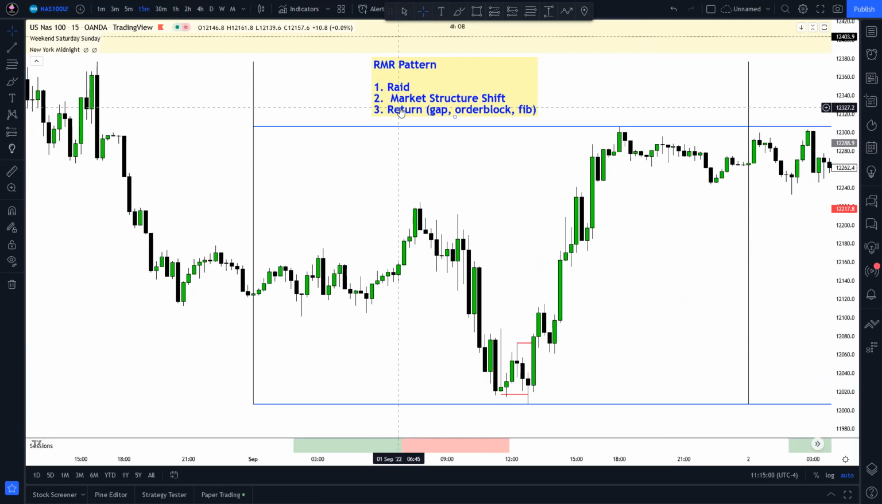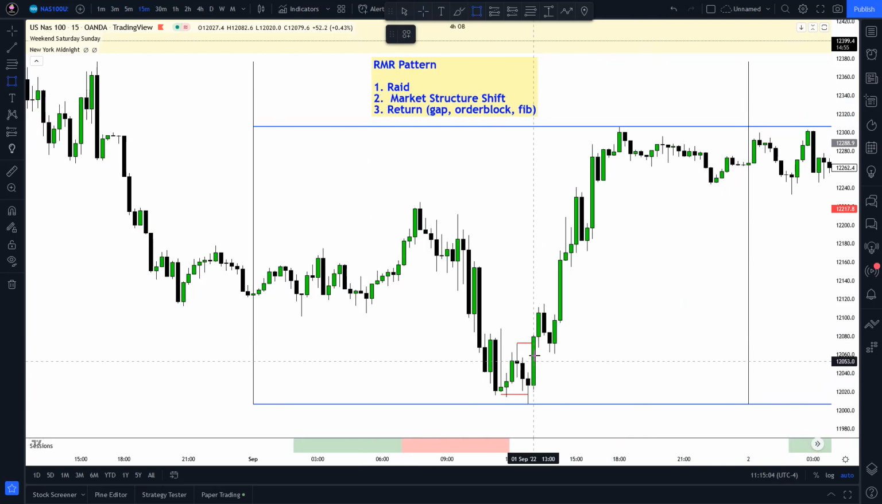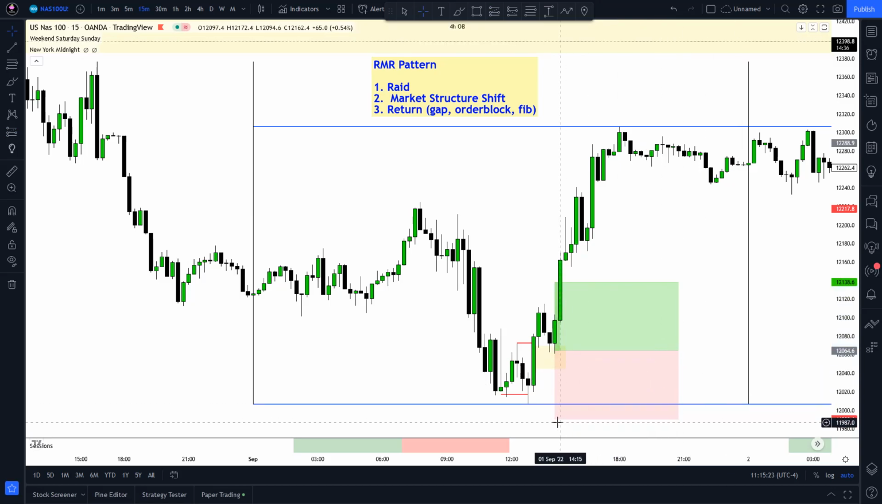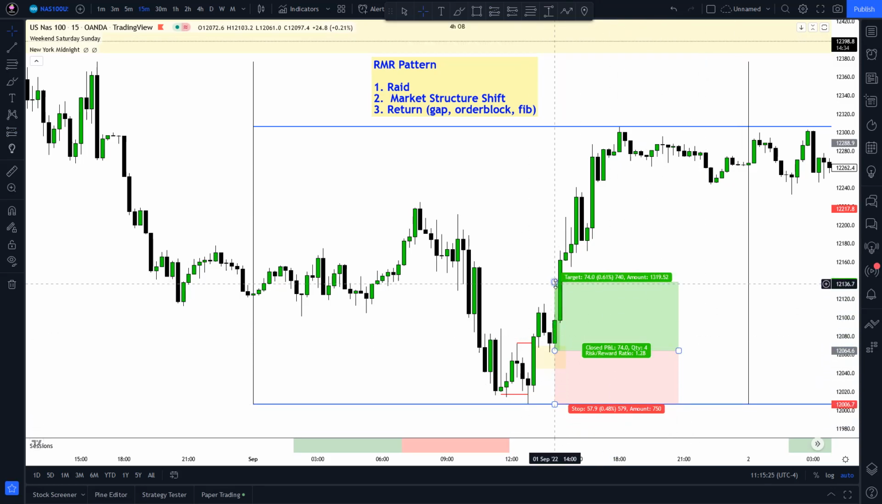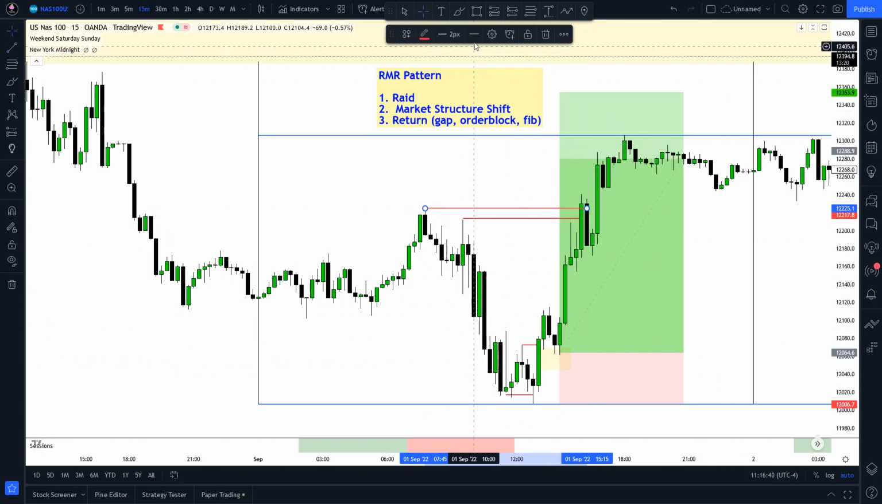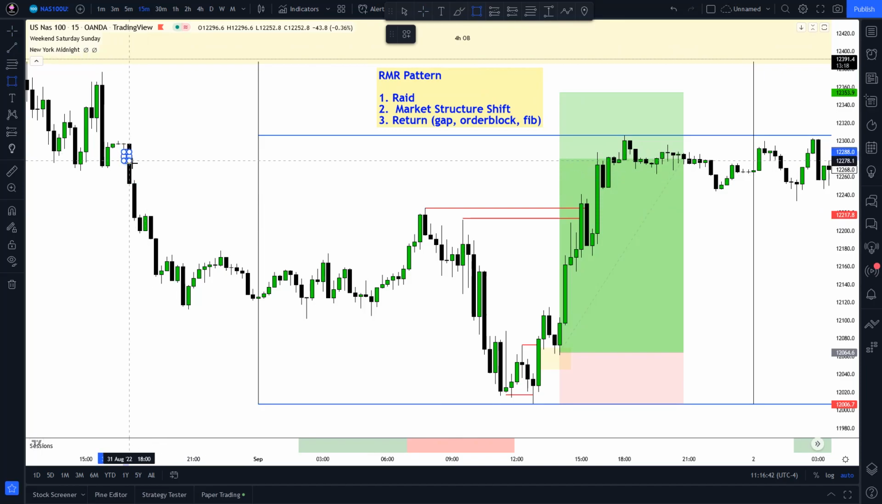And the third step, the return. We have a gap that's been presented during that market structure shift. If we extend that to the right, once price retraces into that gap, that's where we can place our long with our stop at the bottom of the raid, and then we can look for objectives above once again. In this case, we have a couple of swing highs over here, as well as a gap all the way on the left over here.